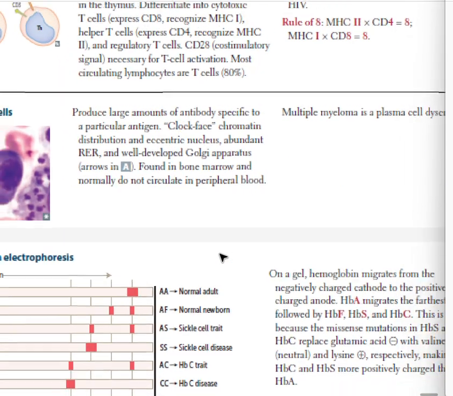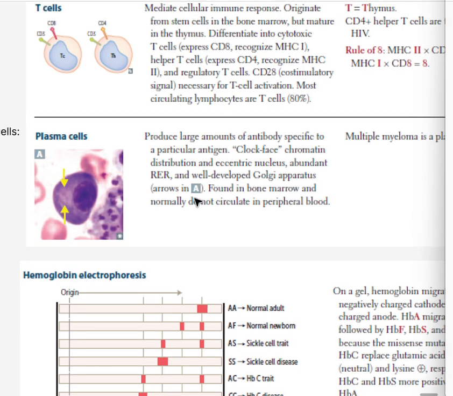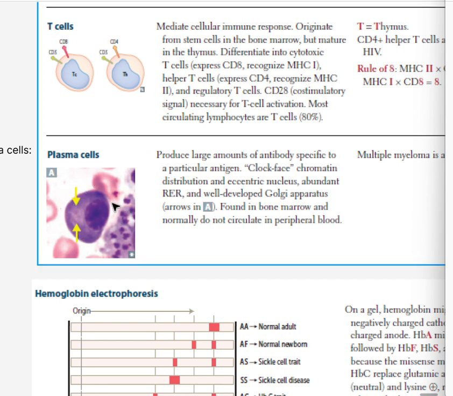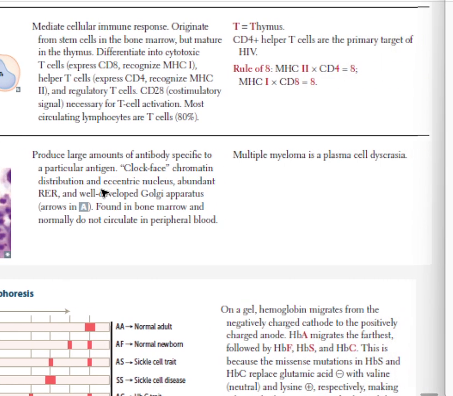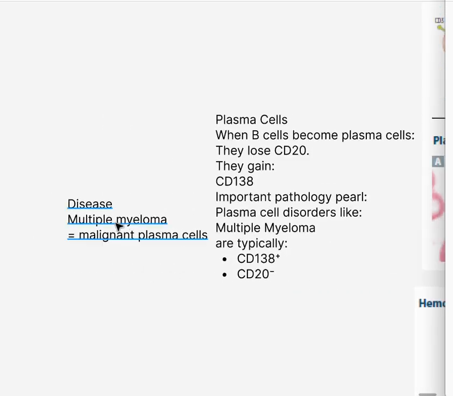Then we move on to the plasma cells. Now the plasma cells are activated B cells that become plasma cells. Their function is to produce huge amounts of antibodies, right? I told you that their chromatin looks like this clock-face chromatin in the eccentric nucleus, right? And multiple myeloma is a plasma cell dyscrasia. So the disease that they cause is multiple myeloma.